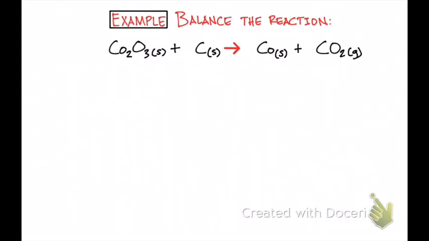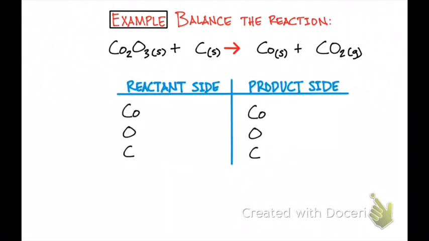Here's another example. So the first thing you want to do here is to count the number of atoms for each element on both sides. On the left, we have cobalt, oxygen, and carbon. On the right-hand side, we also have cobalt, oxygen, and carbon. On the reactant side, we have 2 cobalts, 3 oxygens, and 1 carbon. And on the right-hand side, we have 1 cobalt, 2 oxygens, and 1 carbon.